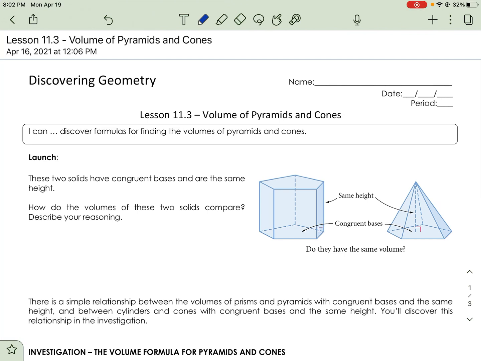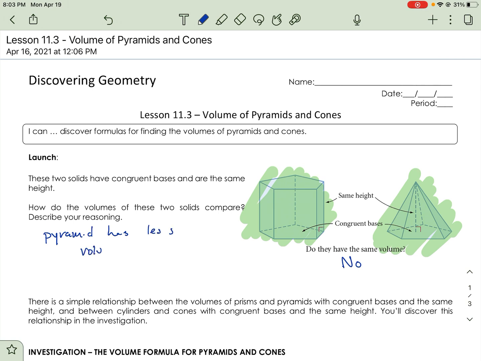So basically, if we were in class, I would take a pyramid and a prism that have the same height and congruent bases, and I would show you that you could put the pyramid inside the prism, and you would see that the pyramid does not fill up all the space inside the prism. So what that tells you is, do they have the same volume? No. What can we say? We can say that the pyramid has less volume. It is smaller.